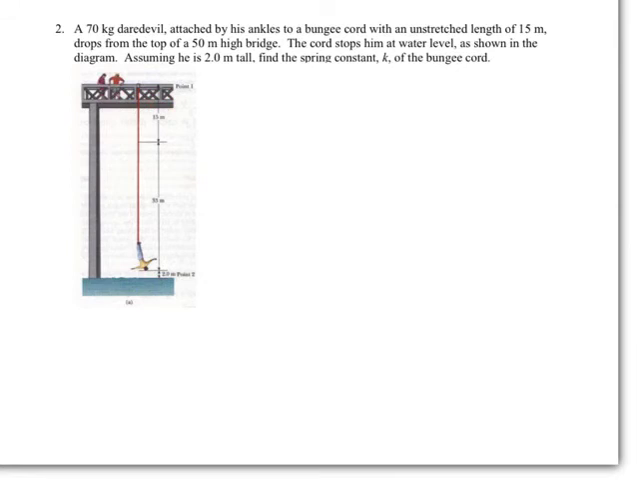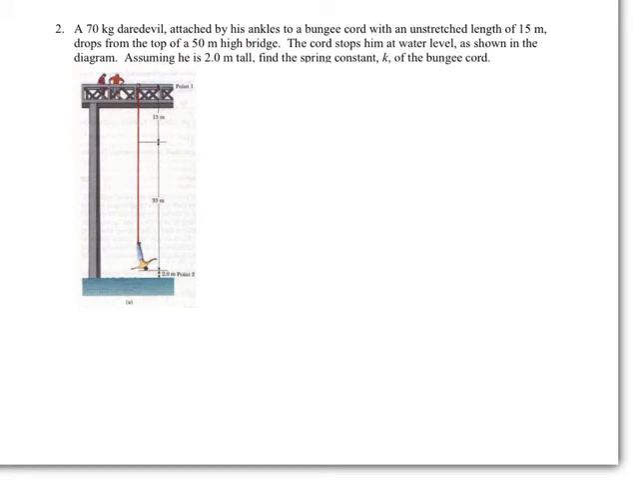What they're basically saying is that the bungee cord itself is 15 meters in length. When this person jumps, that person happens to stretch it by an extra 33 meters. And since the person is 2 meters tall, his head will just barely touch the water surface. So you have to keep in mind, we're going to assume that the point that we're interested in is the point where the bungee cord is attached to this person's ankles.